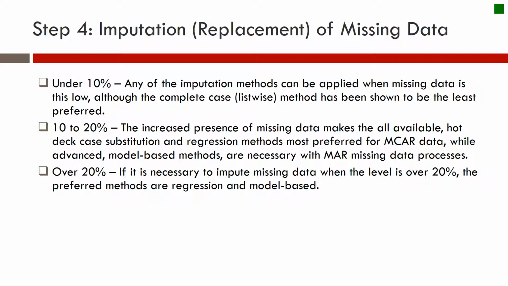10 to 20% missing data is again an imputation situation where you can use case substitutions and regression models to help predict that. Over 20%, if you need to use an imputation method again, the regression model and hot-cold deck approaches are more robust. Those are the most robust methods that can be used. So the more missing data that you have, if you have to keep the variable, then that's what you'd probably want to do.